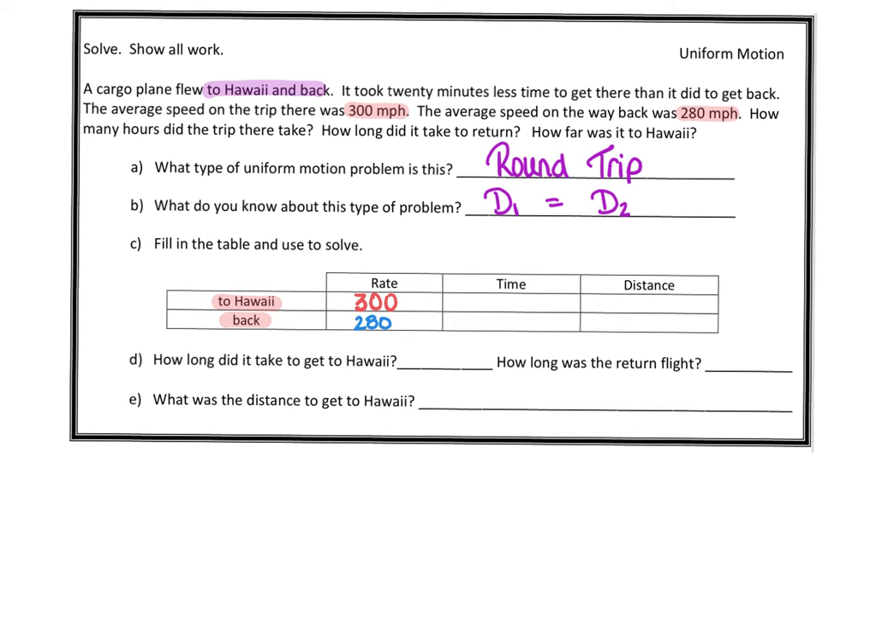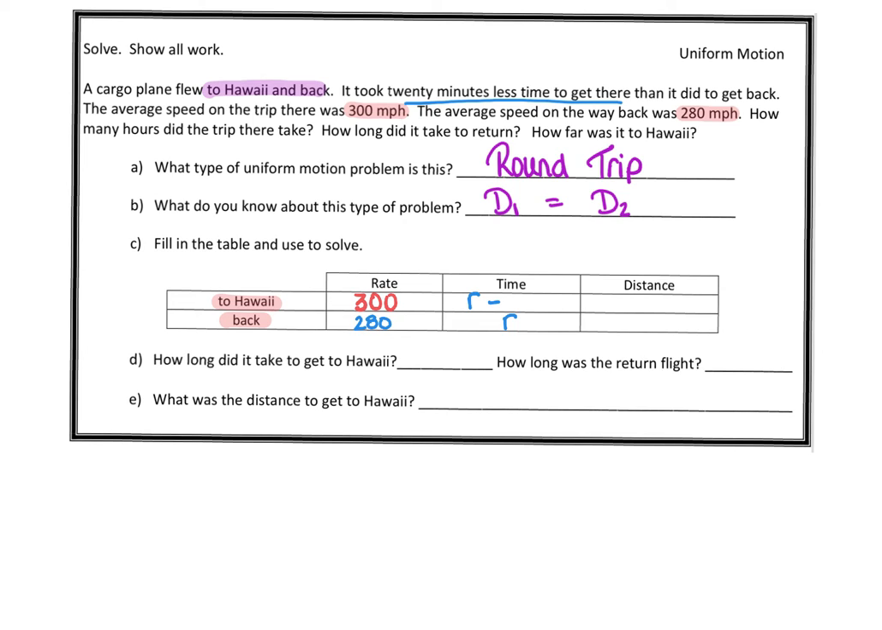I do not. They said it took 20 minutes less time to get there. That makes sense. They were going faster, right? However, they gave it to me in miles per hour, not minutes, okay? So they have compared the way there compared to the way back, all right? So I'm going to write my variable in the way back, okay? And then if I want to say less time, am I going to add or subtract time? I'm going to subtract. It was not 20 hours, it was 20 minutes. So I need to write that in terms of hours.